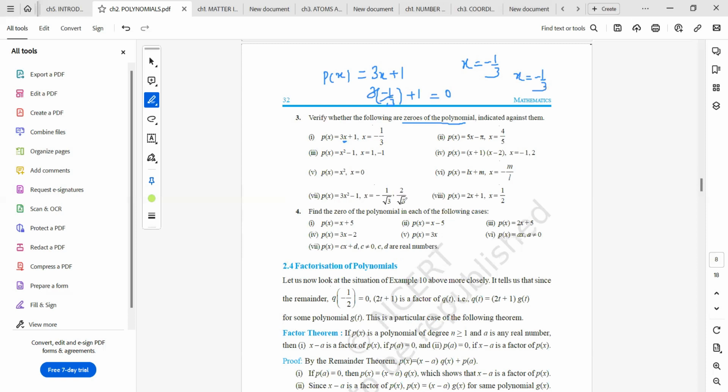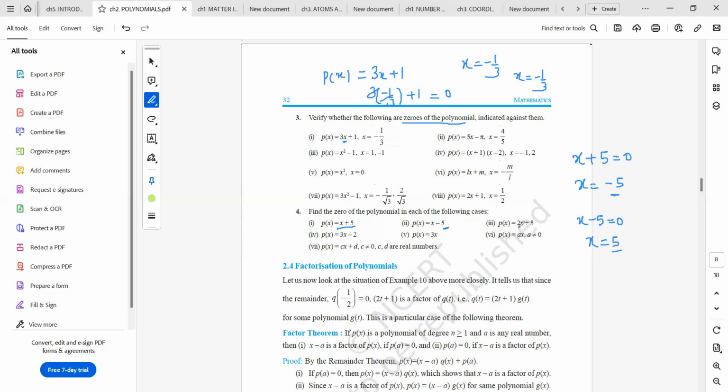Okay, find the zero of the polynomial in each of the following cases. So you need to put it equal to 0. Zero of the polynomial means that the equation should be 0. So at what value? At the value of x equals minus 5. So minus 5 is the zero of the polynomial, right? Here, x minus 5 equals 0. Because always remember that for the zero of the polynomial, the equation itself should become 0. So x equals 5. So x equals 5 is the zero of this polynomial.